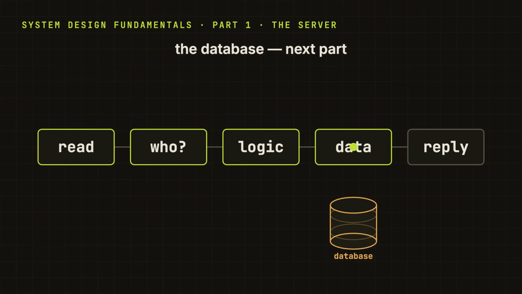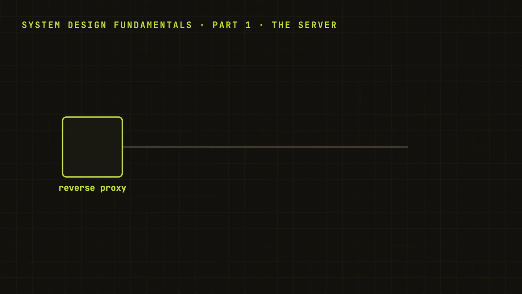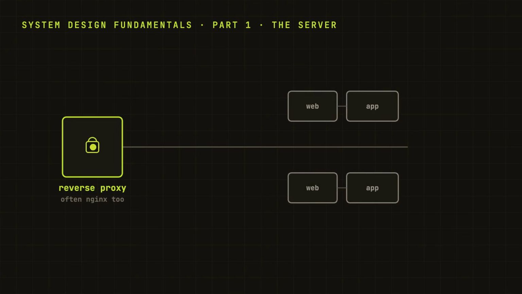And then it builds a response and sends it back. And one small piece you will hear about sitting right at the front: a reverse proxy. Think of it as a receptionist for your servers. Every request hits it first, and it can handle the secure connection and decide which server to forward the request to. We will come back to it properly when we scale up.